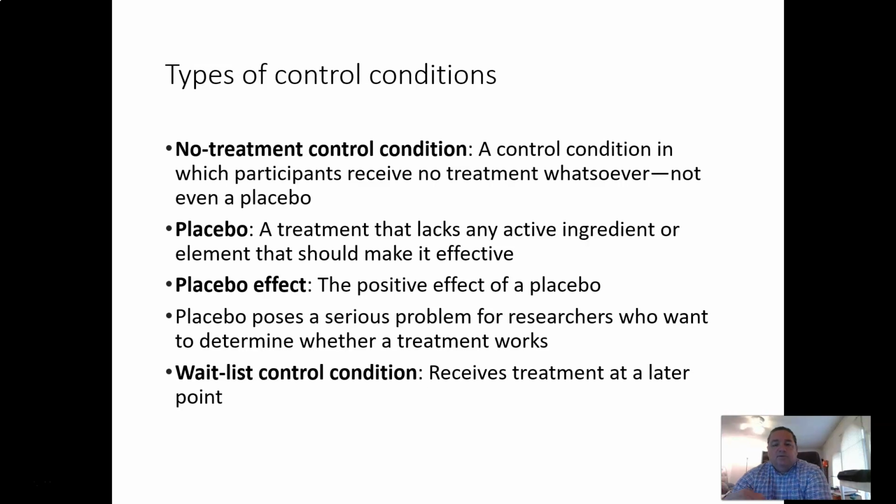So types of control conditions: there's the no treatment control condition, a control condition in which participants receive no treatment. Makes sense. A placebo, a treatment that lacks any active ingredient or element that should make it effective. And so people have talked about the positive effect of the placebo, so the placebo effect. The placebo poses a serious problem for researchers who want to determine whether a treatment works. And the waitlist control condition, in which participants receive treatment at a later point.